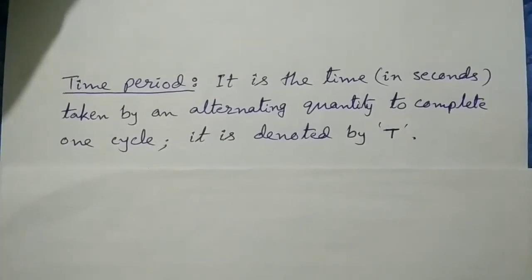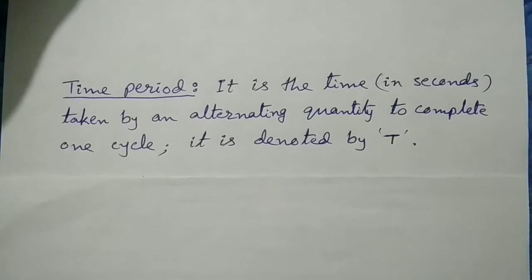Now the next definition is the time period. It is the time in second taken by an alternating quantity to complete one cycle. It is denoted by capital T and the unit is second.